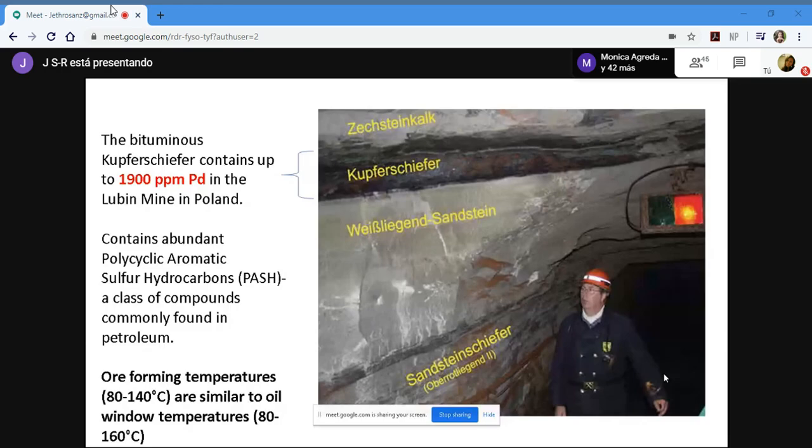The interesting thing about this layer is that it contains abundant polycyclic aromatic sulfur hydrocarbons, or PASHs, which is a class of compounds commonly found in petroleum. This has led some authors to believe that the Kupferschiefer may have actually been infiltrated by carboniferous crude oils coming from deeper parts of the basin. The ore-forming temperatures in the Kupferschiefer, which are between 80 and 140 degrees Celsius, are similar to the oil window temperatures, which extend from 80 to 160 degrees Celsius.